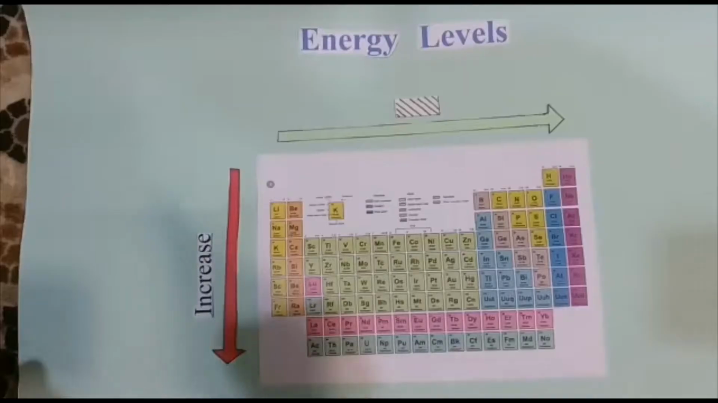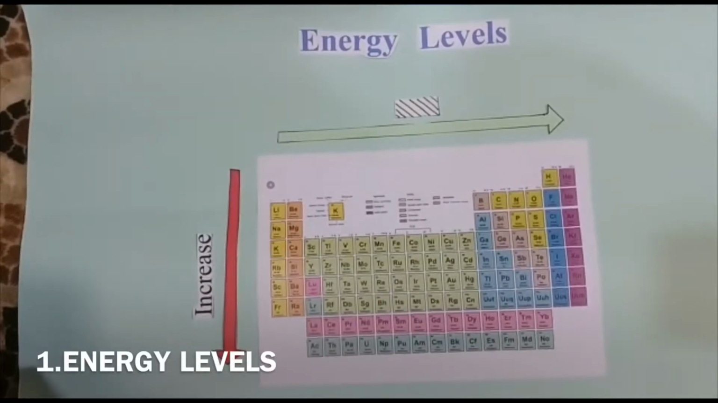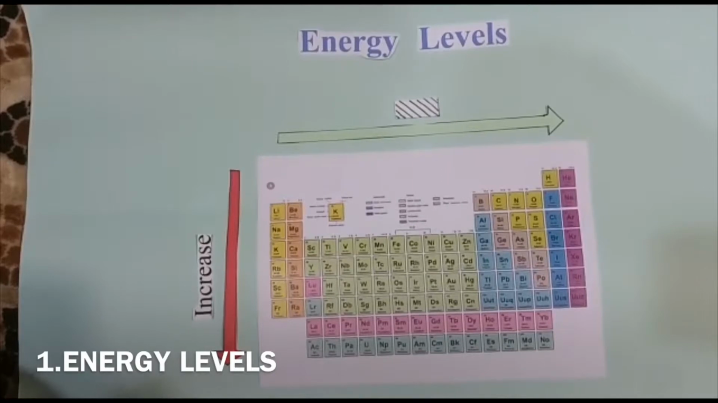I'm going to be talking to you about 5 trends in the periodic table. So, energy levels is a state in which the energy of a physical system is well defined by quantum mechanics. The trend in energy levels from going up to down increases, and that is because the number of energy levels in the electron cloud take up more space.